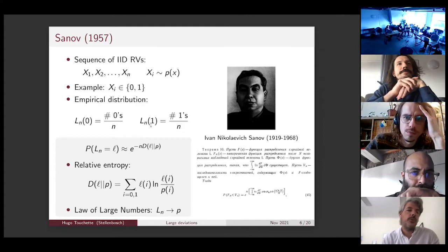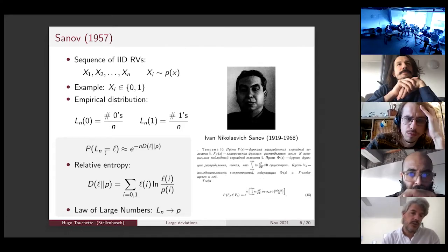So this is a random vector. You have two components in the vector. This is an empirical distribution. It's a random variable. It's a random vector. So what Sanov calculated is the probability that you see a given value of this empirical distribution, so a given fraction of zeros and ones, if you look again at the particular case of binary sequences. And this probability is nothing but the multinomial distribution.